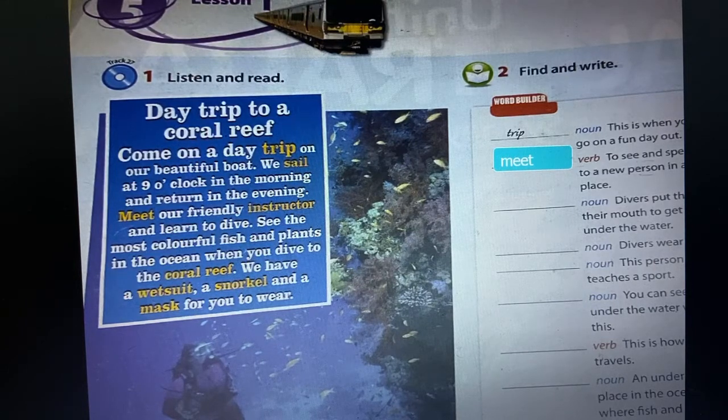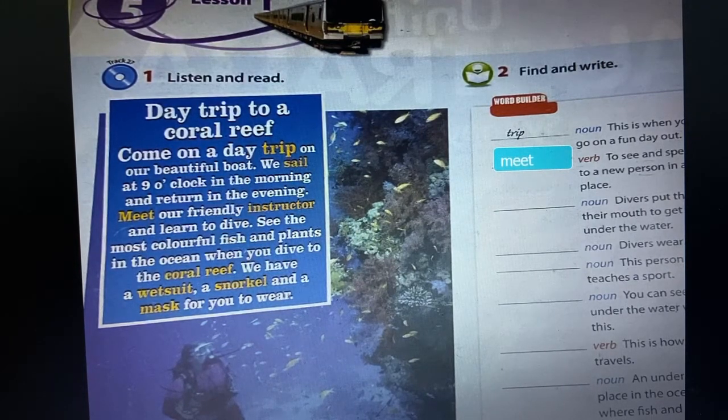Meet. The word class is verb and it means to see and speak to a new person in a place. So when you see a person for the first time, this means to meet, okay? And you don't know this person, or it is for the first time, and it's kind of formal.